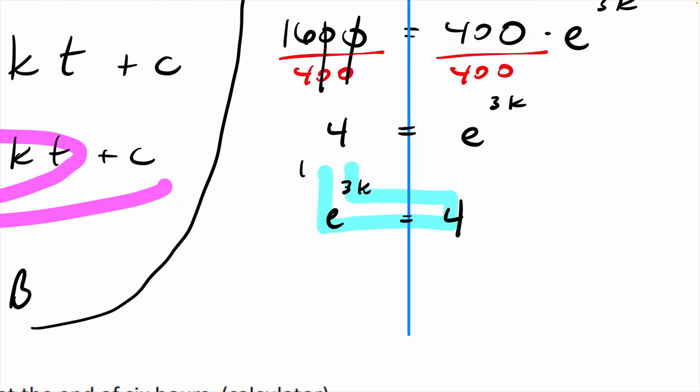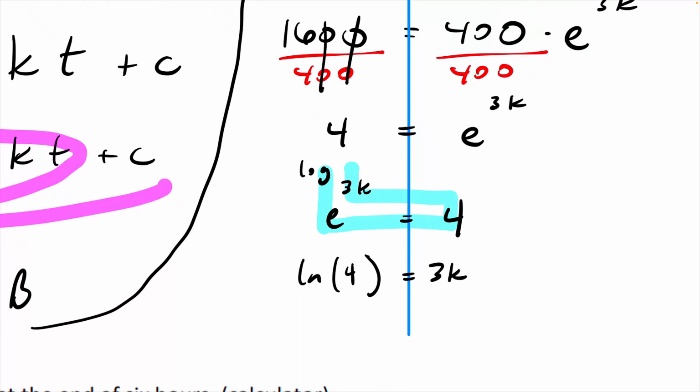It starts with a log. Log base e. What is a log with a base of e called? A natural log. So natural log of 4 equals 3k. That's how you get an exponent down on the ground.